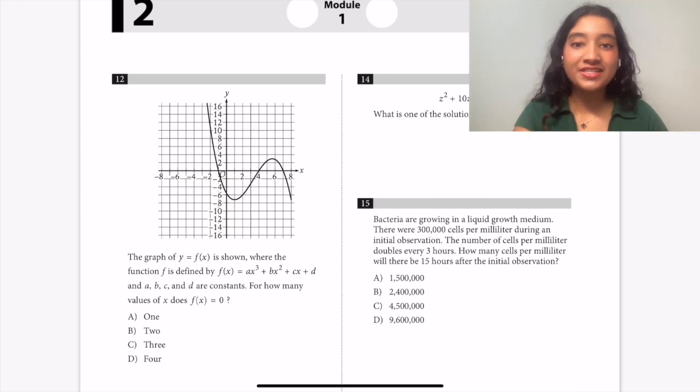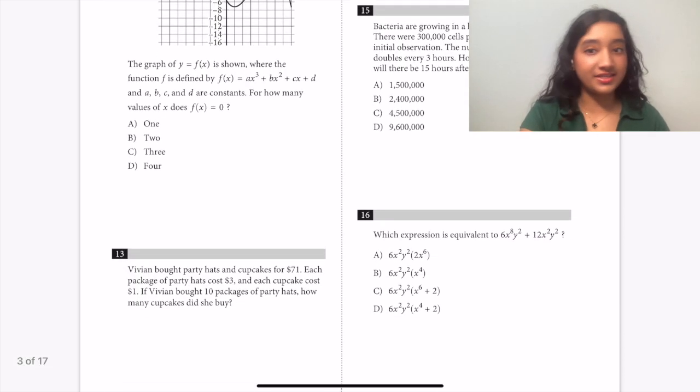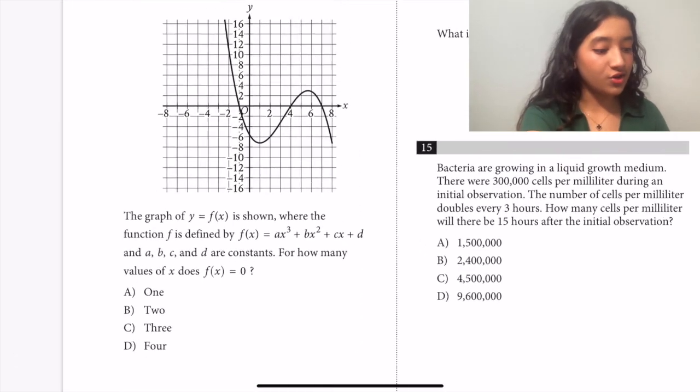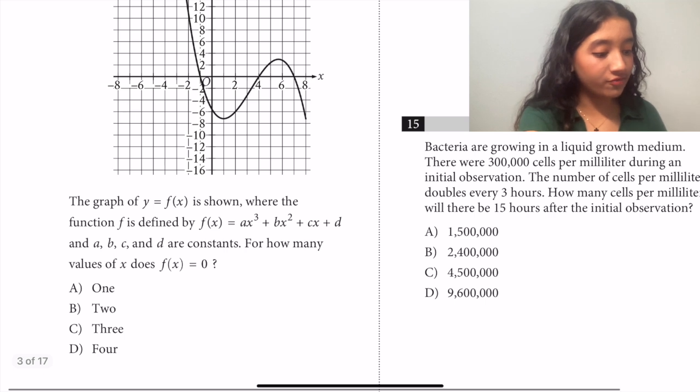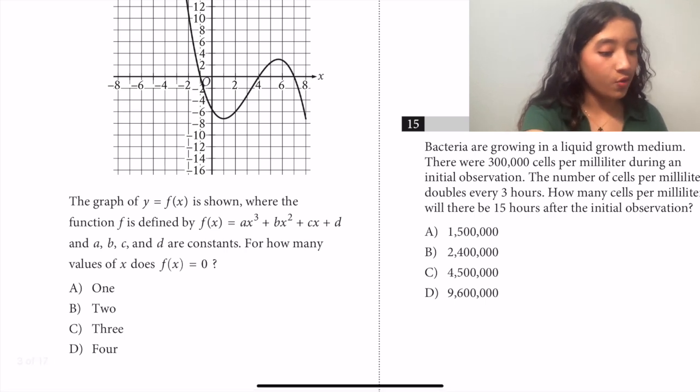Hello everyone. Today we will be doing Module 1 of the Practice Digital SAT, Test 1, and we're doing questions 12 through 16. So starting with number 12, we have a graph here, and it says that the graph of y equals f of x is shown, where the function f is defined by f of x equals ax cubed plus bx squared plus cx plus d, and a, b, c, and d are constants. For how many values of x does f of x equal 0?